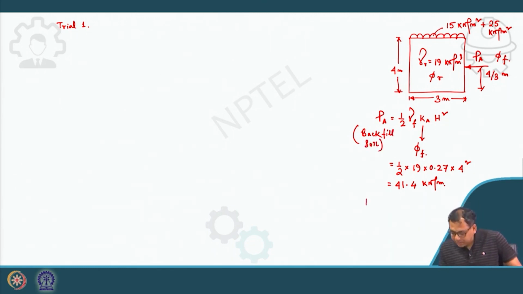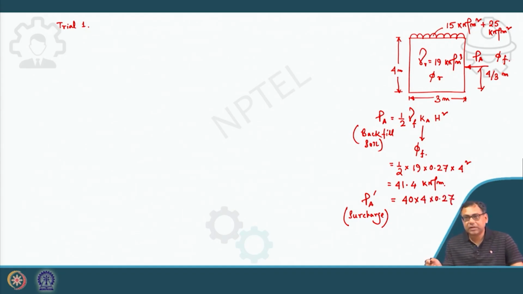Now there will be another PA, that is PA dash, which is due to the surcharge. So that is equal to 40 into 4 into 0.27, where 40 is the surcharge, 4 is the height, into 0.27, into 4.